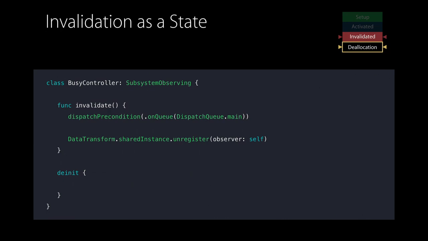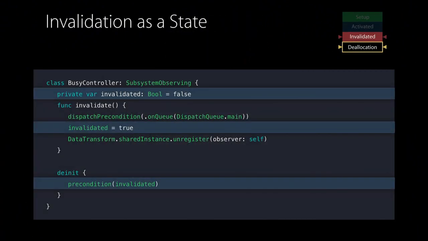But that's not quite it. We have a last problem. Remember, this all happens on the main thread. And you have this subsystem, the data transform subsystem, which is still sending you state transitions. And you may have some that are still happening at the time you're invalidating. How do we resolve that?